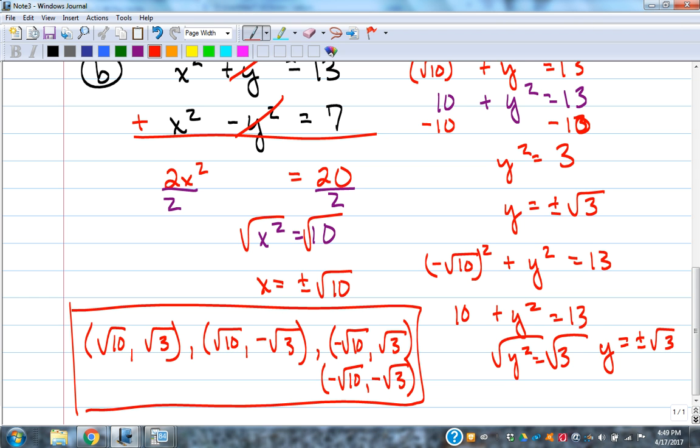All right, so systems of nonlinear equations. That's kind of what I want you to do. Either substitution or elimination method. That's what you're going to see is the best way to solve those. Let's look at the next section.